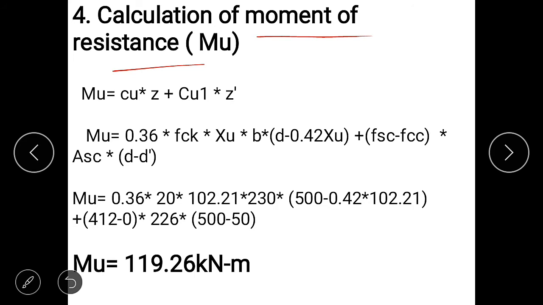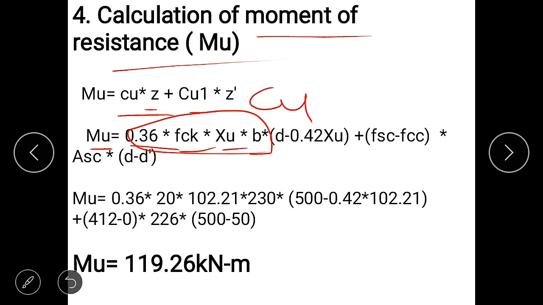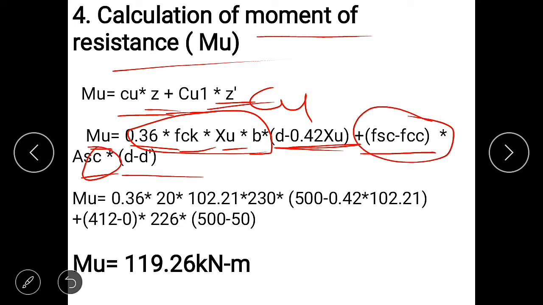So Mu is equal to Cu into Z plus Cu1 into Z dash. Mu, Cu is 0.36 FCK into XU into B. It is a Cu value. And what is Z? Z means lever arm. Lever arm value is D minus 0.42 XU. Plus Cu1 value is FSC minus FCC into ASC. It is a Cu1 value. And Z dash is D minus D dash.